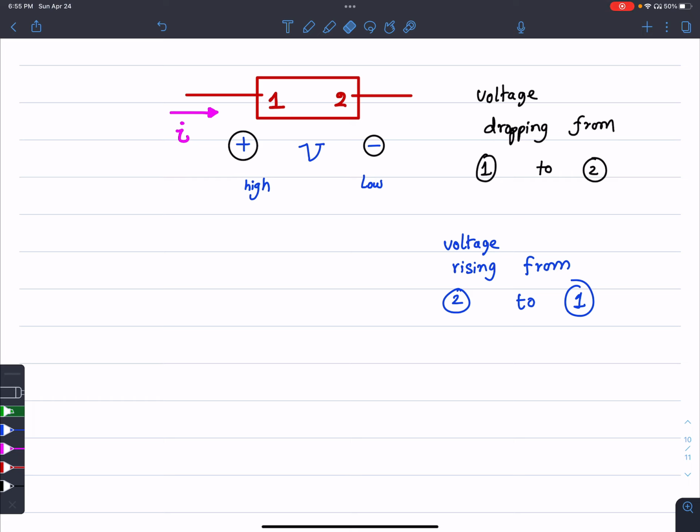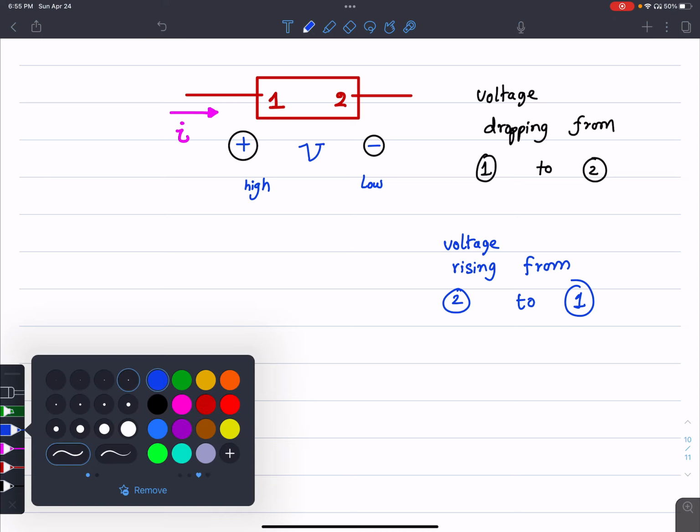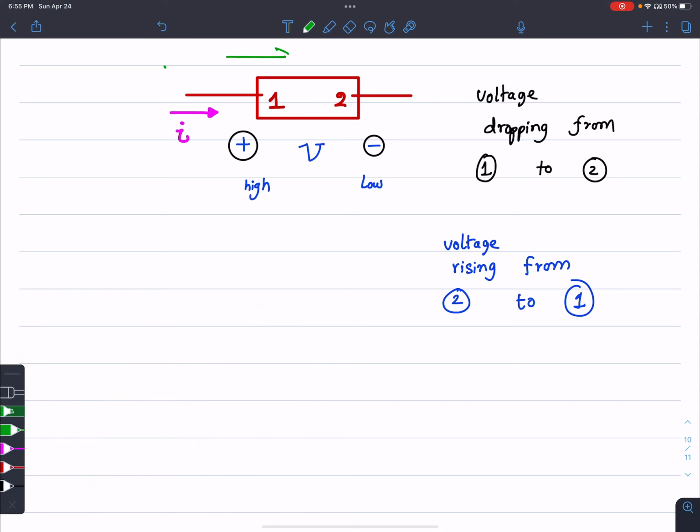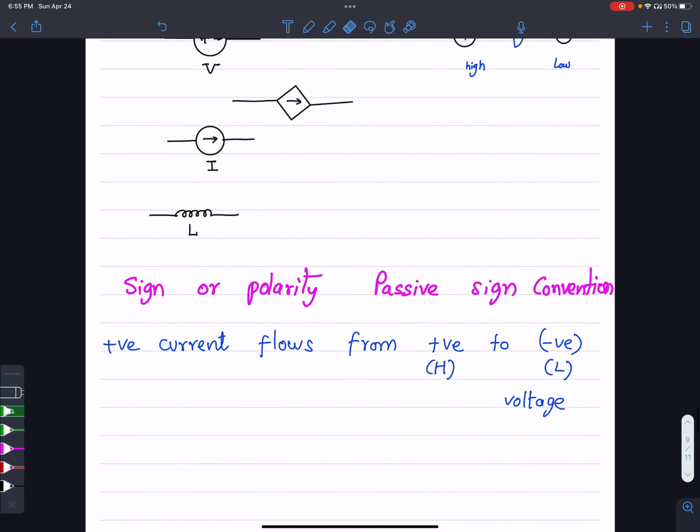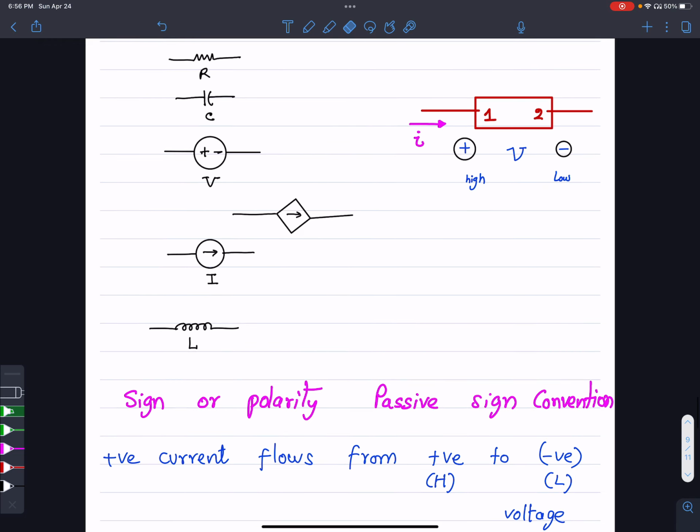Again, passive sign convention means when the direction of the current is from the positive terminal to the negative terminal, then voltage and current are both related with a positive sign. We are going to explore this and expand on this in the problems and in the power and energy relationship.